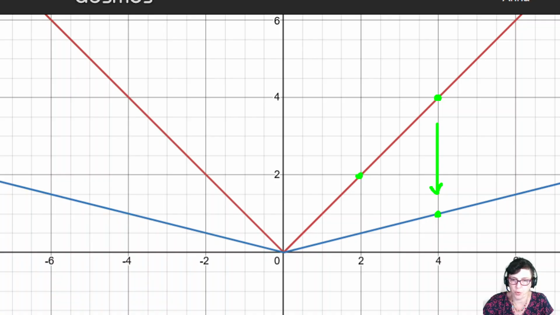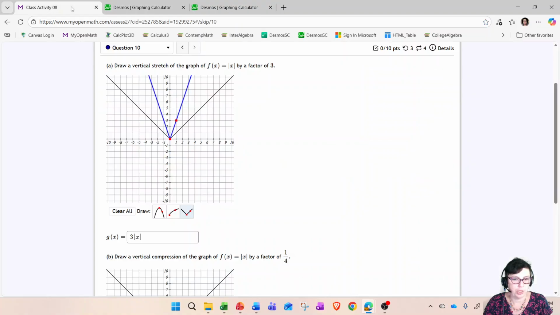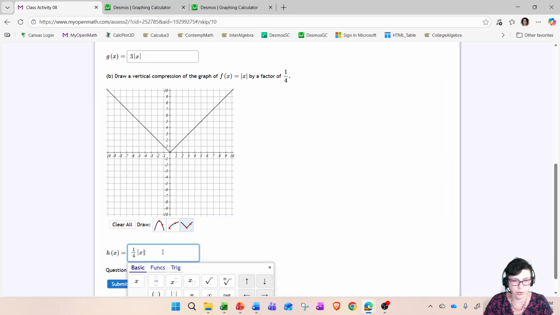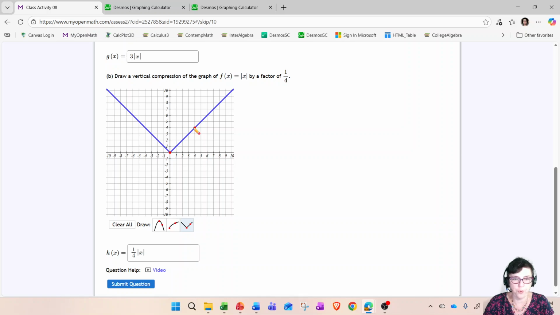Like, for example, if you were over here, the new point, again, is going to shrink, and the y value instead of 2 is going to be 0.5. So again, what happens is the y value changes by that factor, the x value doesn't change. Okay, so right here, we're just going to say, okay, this is 1/4 of absolute value of x. Again, to graph it, we select absolute value, which is the V shape. 0, 0 stays the same. And the point 4, 4 will become 4, 1 because it's going to shrink.